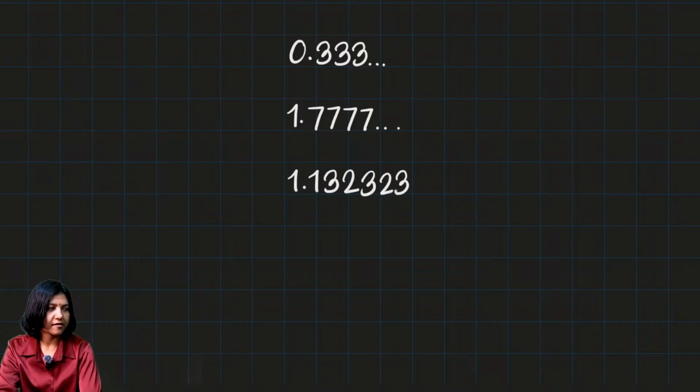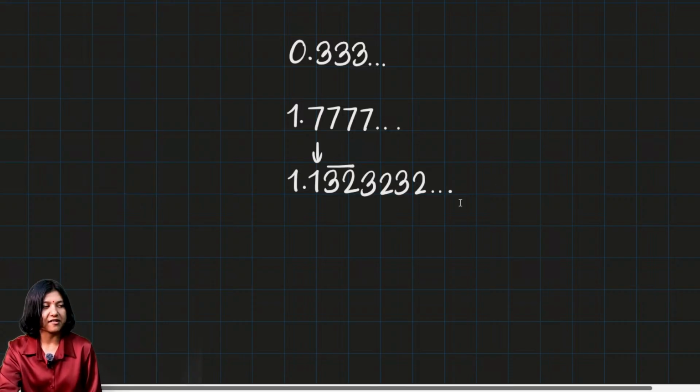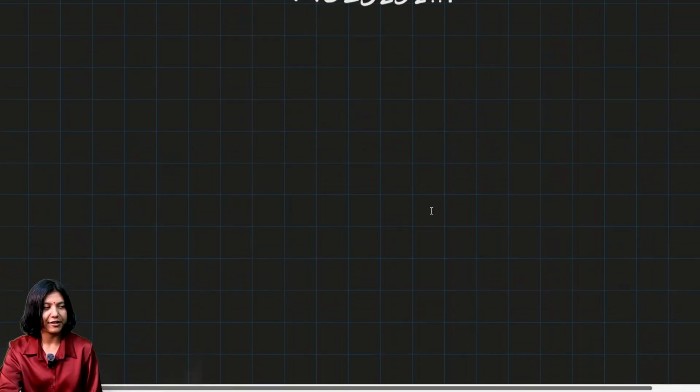Look at this example. You see, this one particularly is not repeating, only this part 3, 2 is repeating. There are examples of numbers like this. So what is the method of getting these non-terminating repeating decimals into a fraction? How exactly can we get them into a fraction? That is what we will learn.